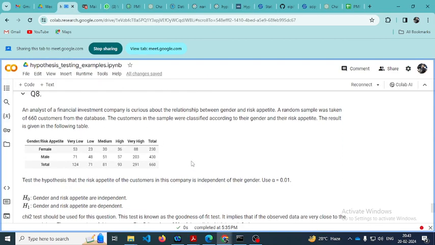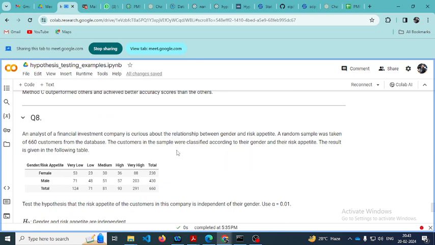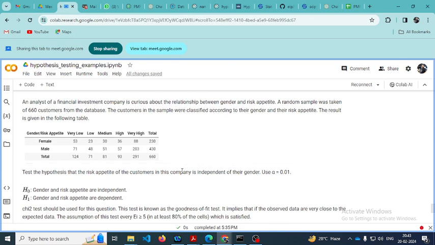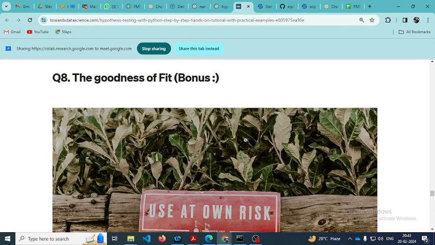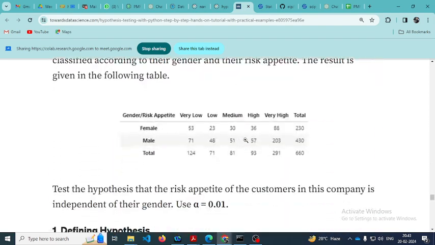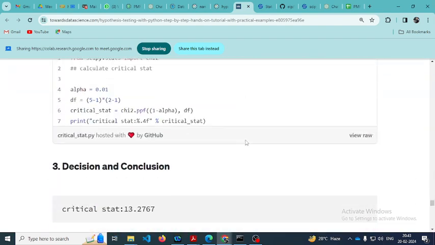So, another example. Just take one minute to read this problem, then we will discuss the last problem for today's session.